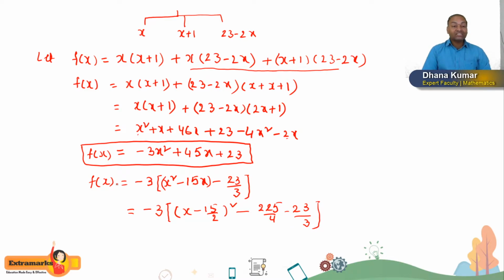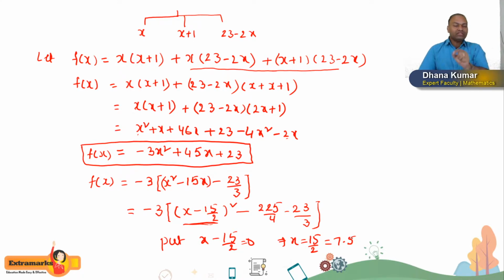This function has maximum. Maximum exists at what value? Put this bracket equal to 0. Put x minus 15 by 2 equal to 0. Then x is equal to what? 15 by 2. That is equal to how much? 7.5. So maximum exists at x is equal to 7.5.